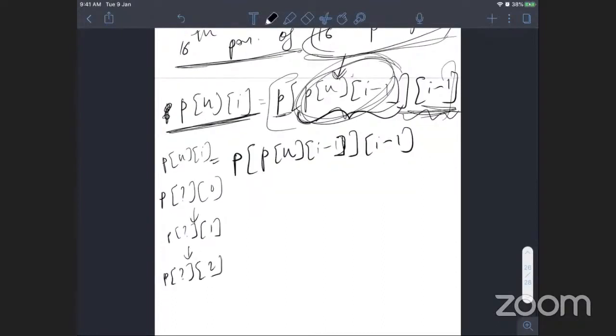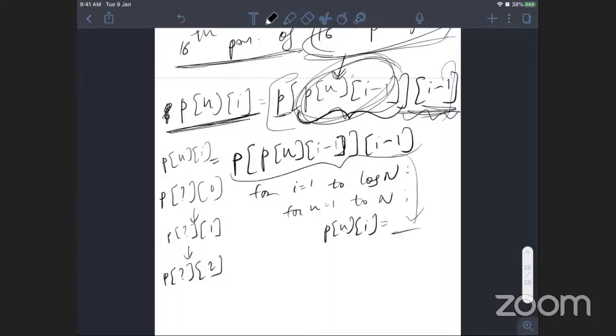So the loop is actually for I goes from 1 to log n, for j goes from 1 to n. Here I'll do p, j, I, or okay, not even j, just use u to keep it simpler, because everyone is familiar with the u notation now. P, u, I equal to this complicated expression. Just put it here. That's how the looping works.